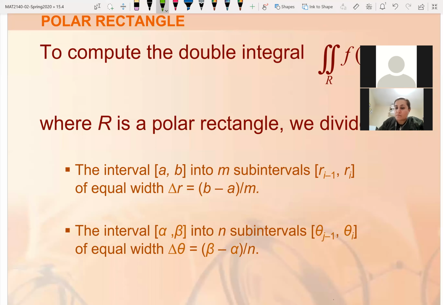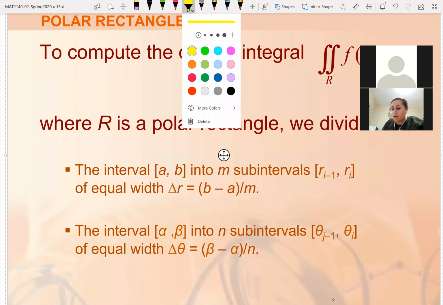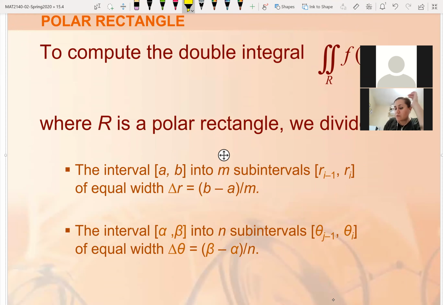Let me use the highlighter. So that's just what was going on. I make it into sub pieces, right? What I've done is just really cut it in the r direction: end point minus the start point divided by the number of pieces. This is cutting in the r direction. This is cutting in the theta direction.